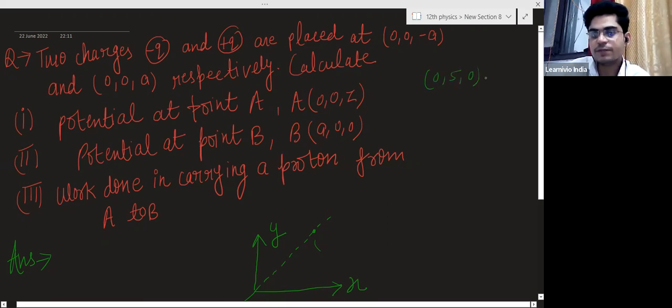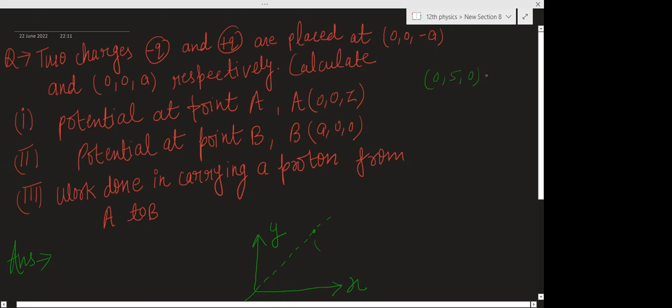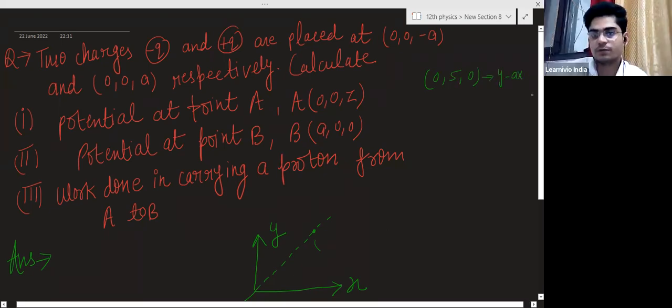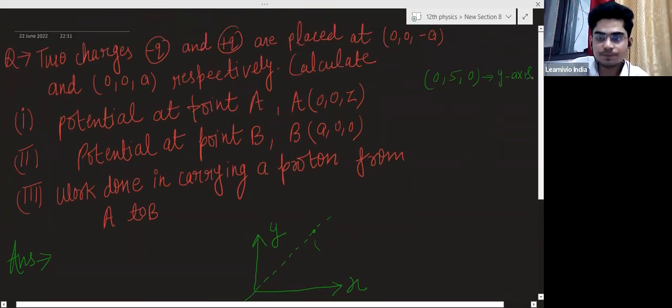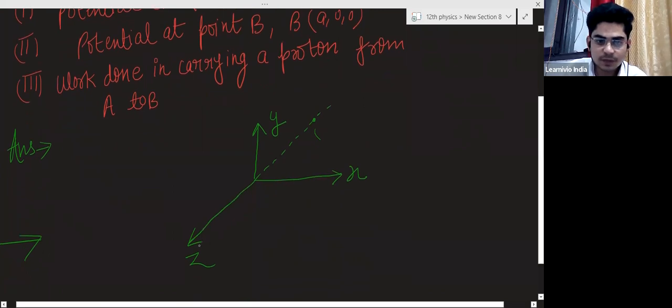Suppose I am asking you, this is 0, this is 5, this is 0. On which axis will this point lie? On the y axis. Very good. So in this way we can see that this is the positive direction of the z axis, and this is the negative direction of the z axis.